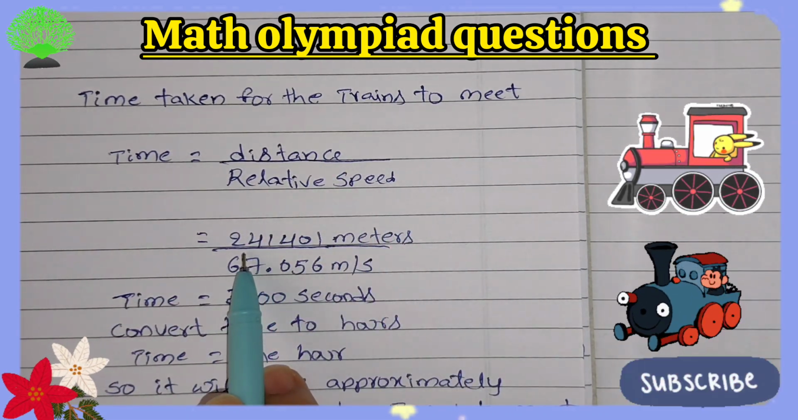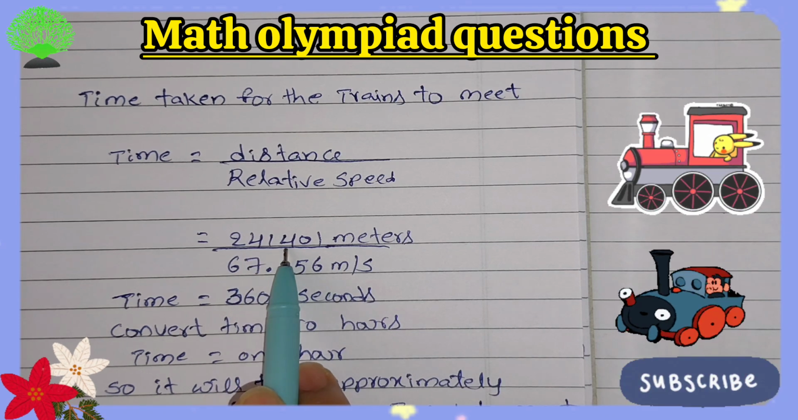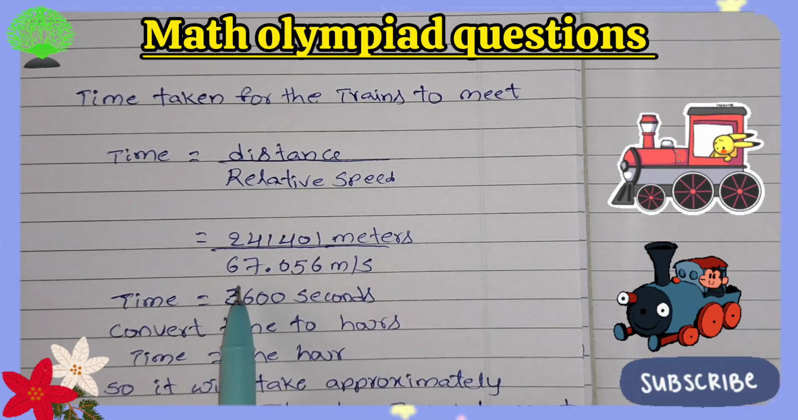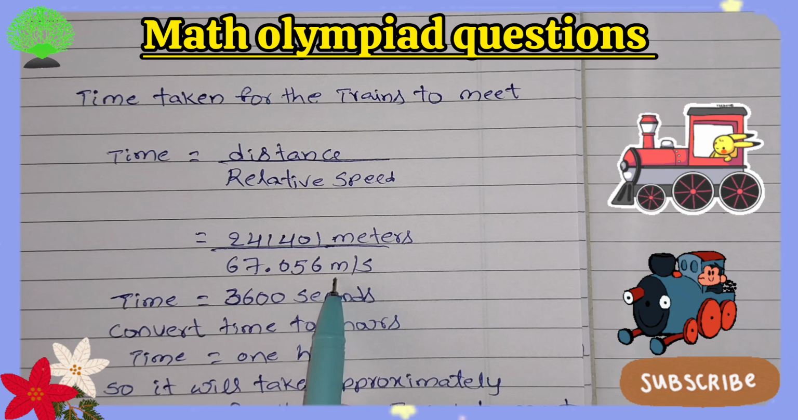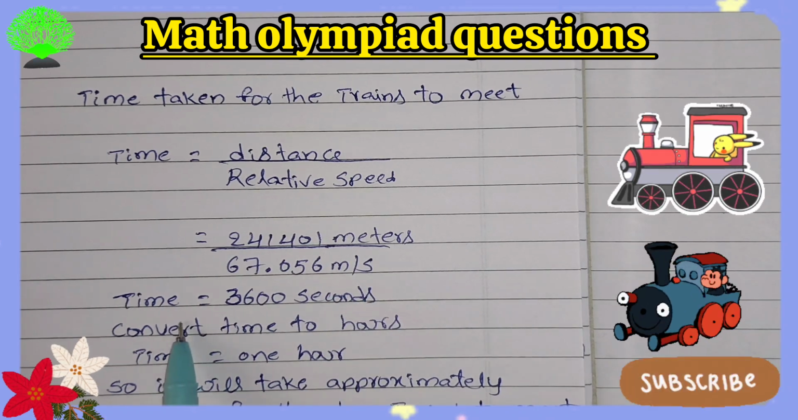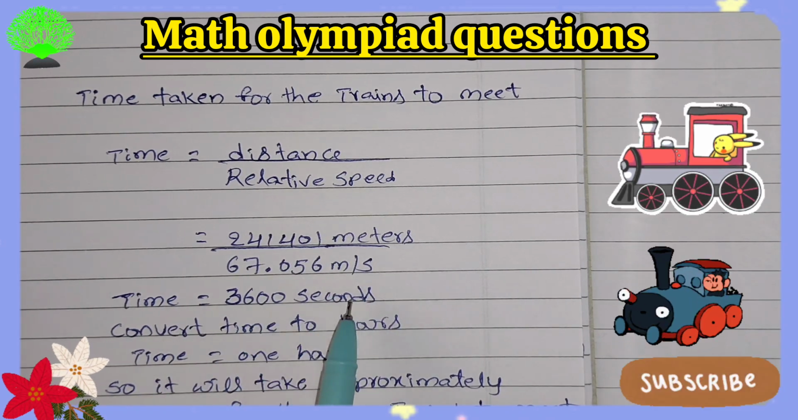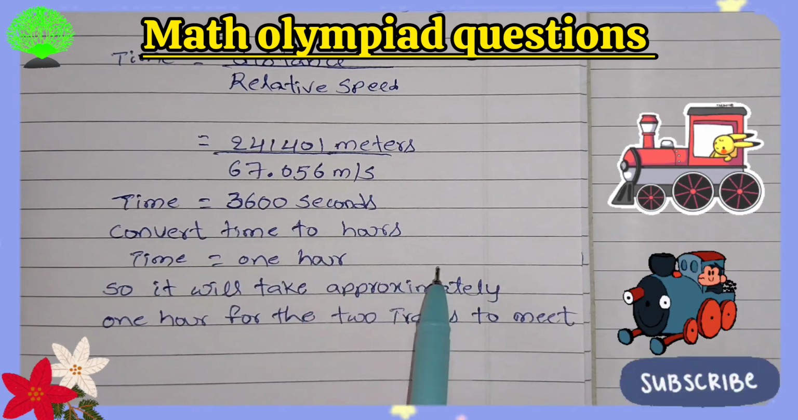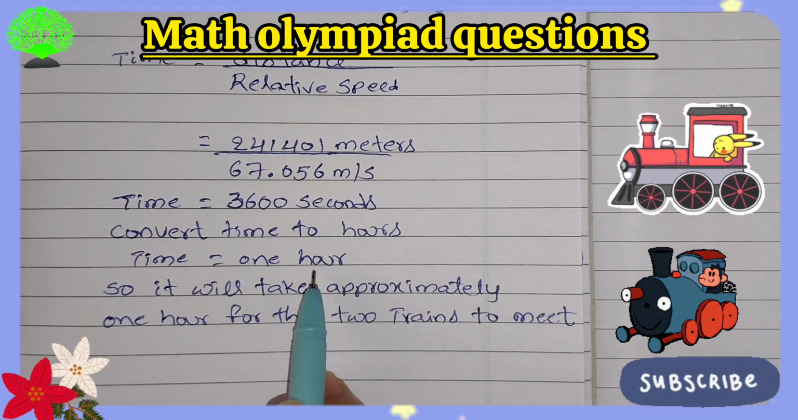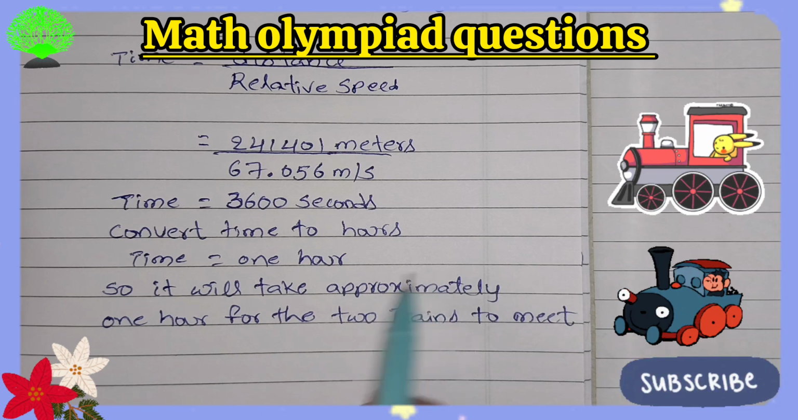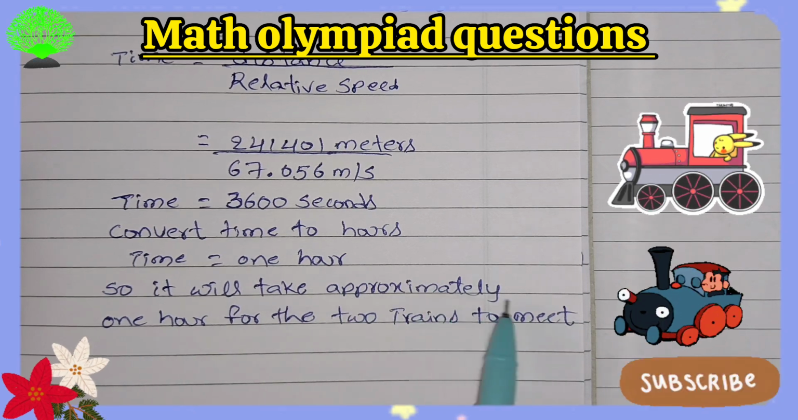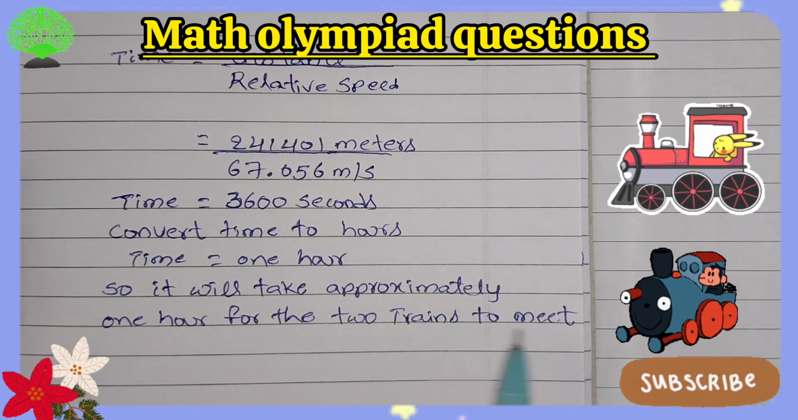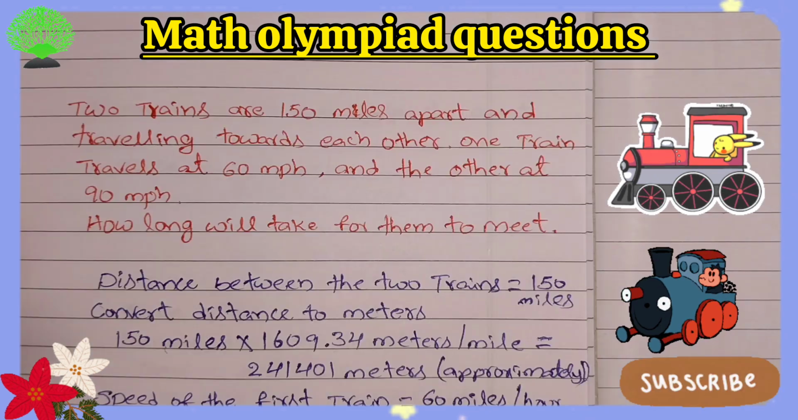Time equals distance divided by relative speed. 241,401 meters divided by 67.056 meters per second. So we will get 3600 seconds. Convert time to hours. Time equals 1 hour, since 1 hour is 3600 seconds. So it will take approximately 1 hour for the two trains to meet.